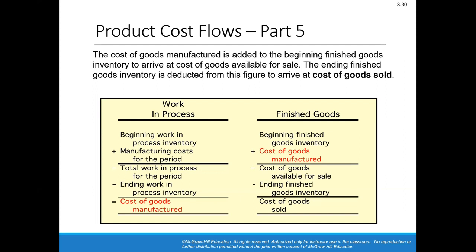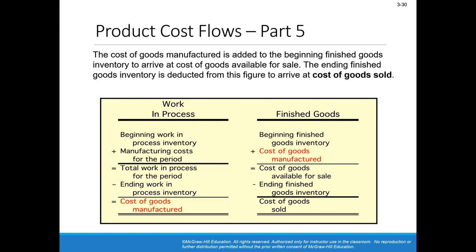Okay, so I have my beginning inventory plus what was manufactured. That's giving me my availability to sell the products. Okay, then the problem in this case could tell you what the ending finished goods are. That difference is what you actually sold. So that's your cost of goods sold.